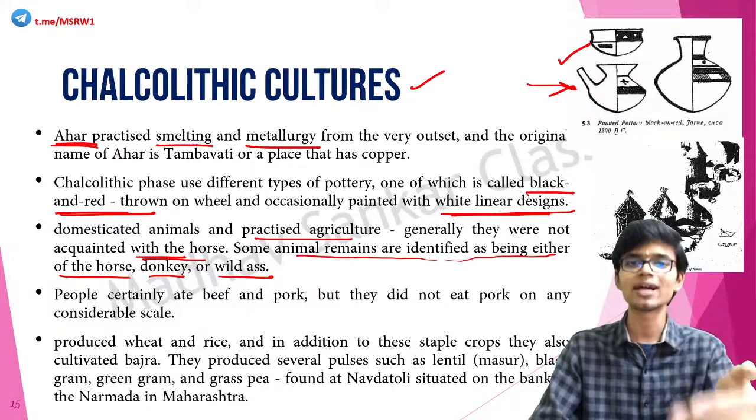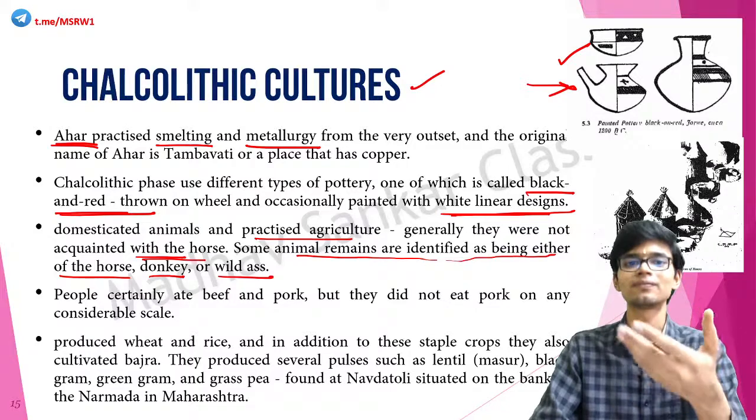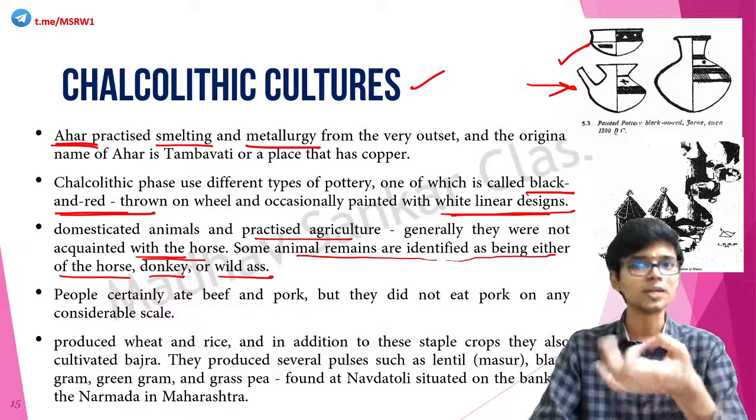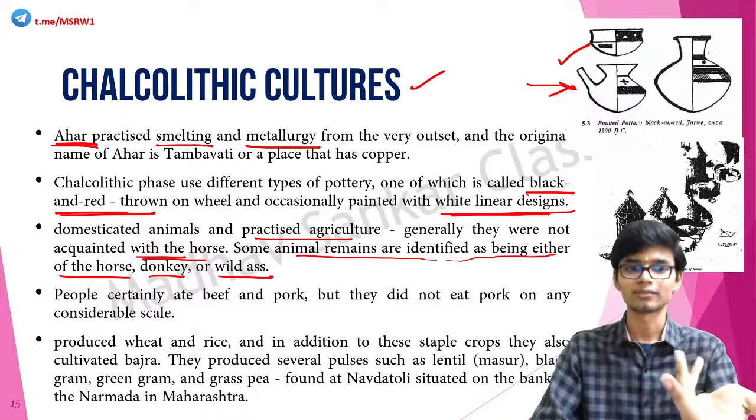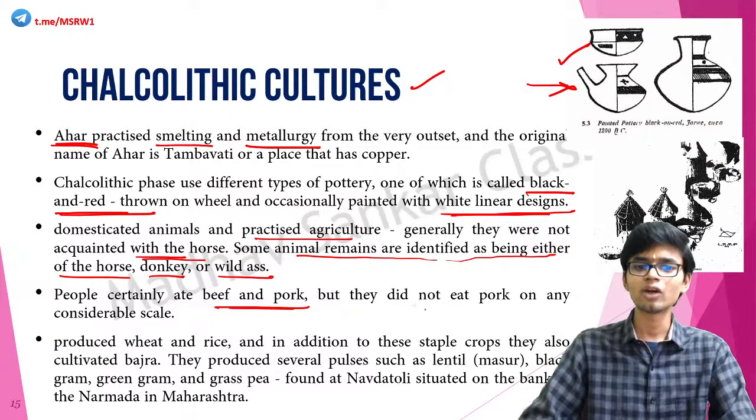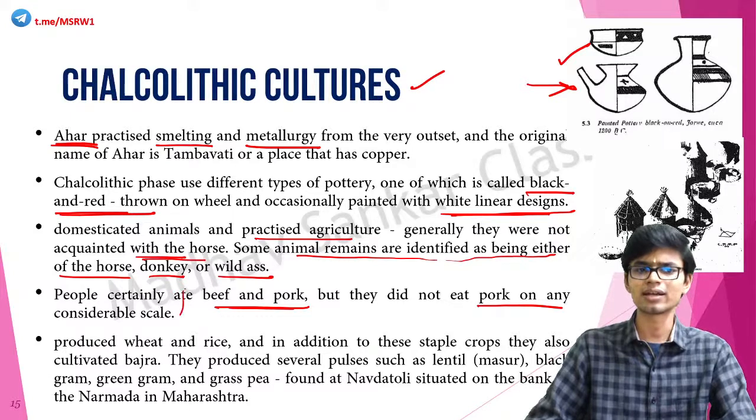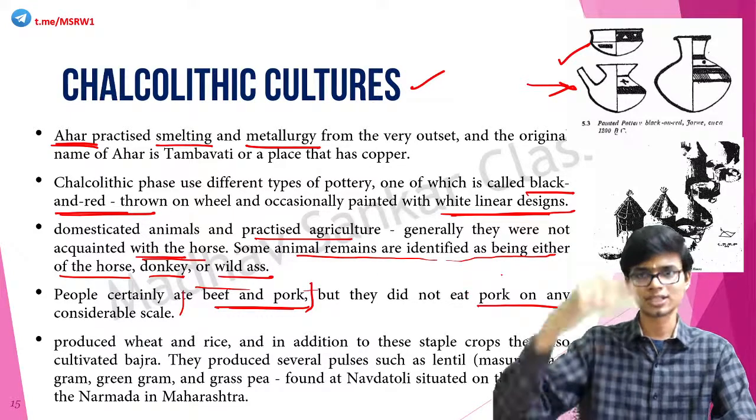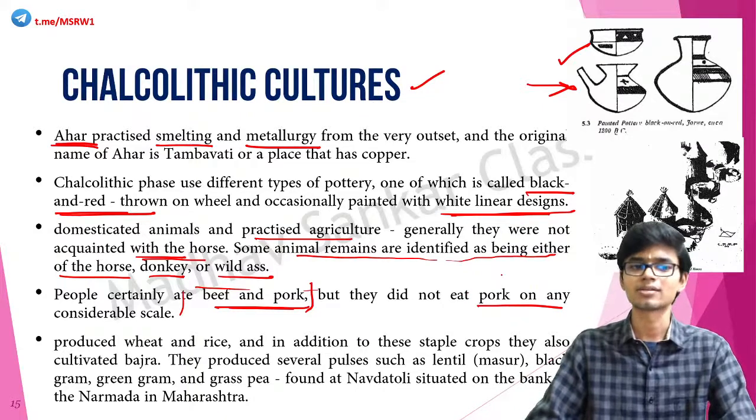But here, understand that we have evidences of some animal. Okay, it could be a horse, could be a wild ass, or a donkey. People certainly ate beef and pork, but they did not eat pork on any considerable scale. So both these things were eaten by people, but pork is not eaten in such abundant levels.